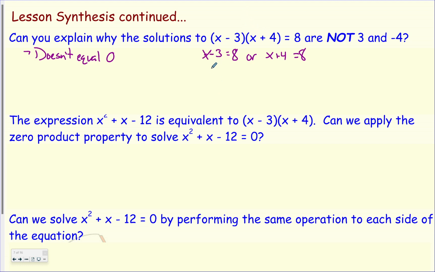Add 3 to both sides, and you get x equals 11, right? Now, what happens if you take 11 and plug it back into this equation? I would get 11 minus 3 is 8, and then I would get 11 plus 4, which is 15, and 8 times 15 is, well, not 8. It's 120, as a matter of fact. So, nope, not going to work here.